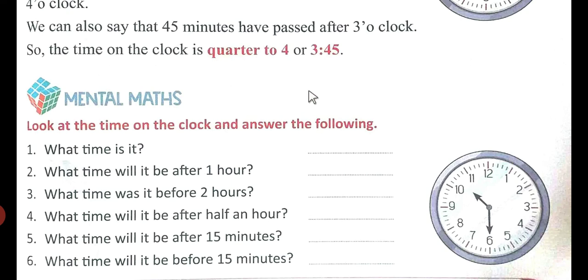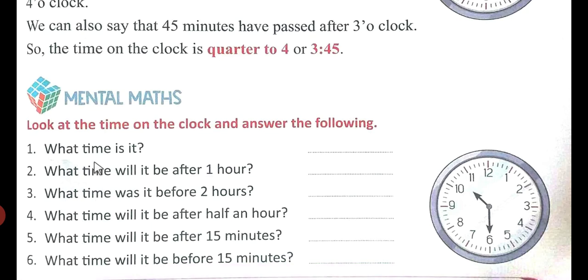Now please see mental maths. Look at the time on the clock and answer the following. What time is it? So you can see the hour hand is between 10 and 11 and the minute hand is on 6. So the time is 10:30.